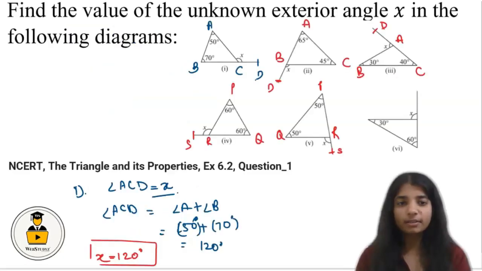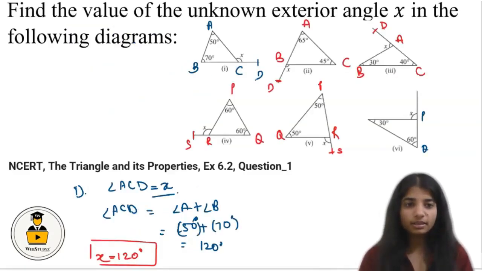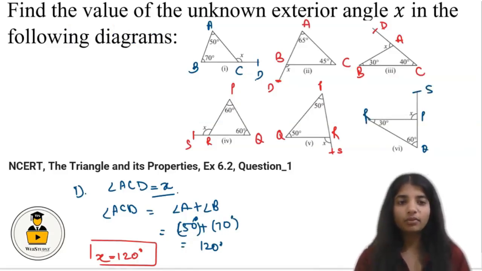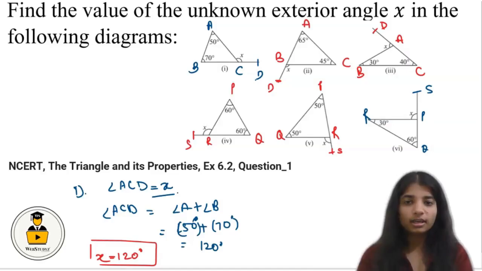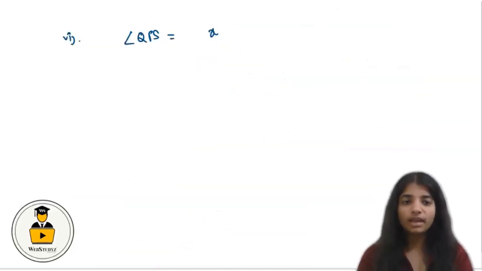Now let's discuss part 6. So this is P, this is Q, this is R, and this is the point S. We have to find out the value of angle RPS, which is equal to x.